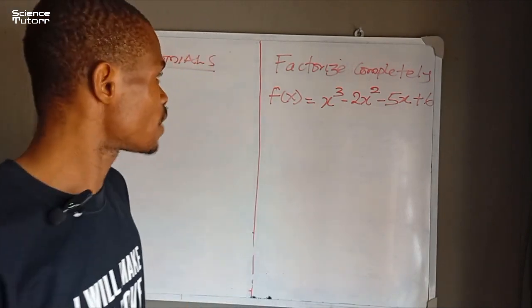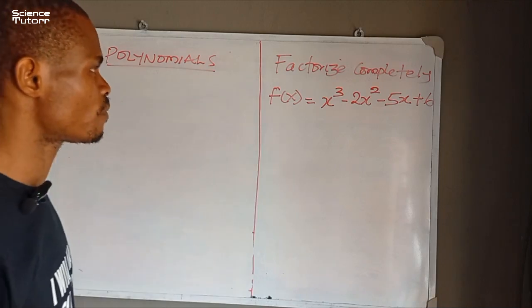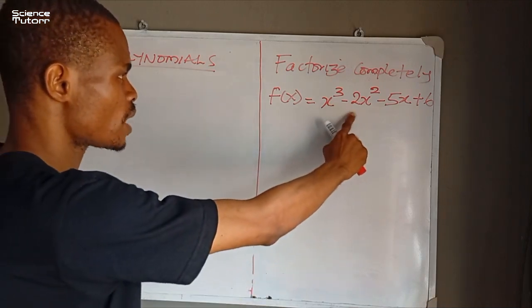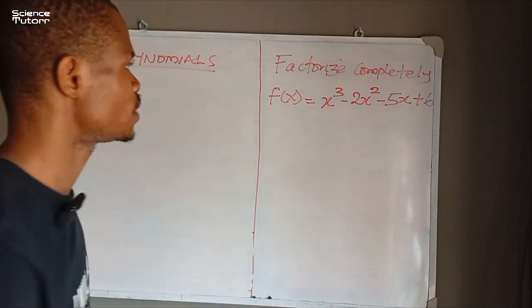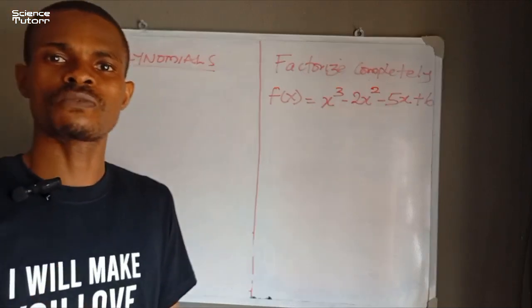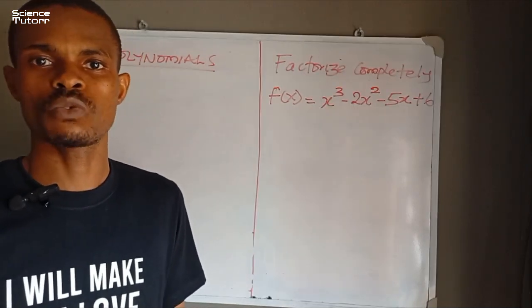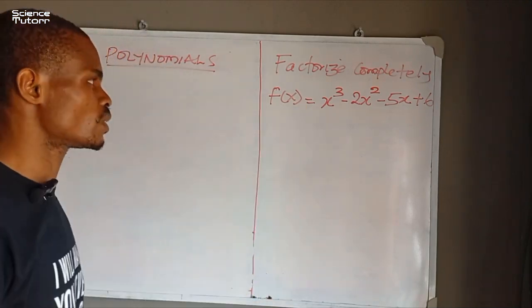In this video, we shall be factorizing completely the equation f of x equals x cubed minus 2x squared minus 5x plus 6. Now, factorizing completely is more like finding the roots of the equation. So how do we get started? We are given a question on the board.